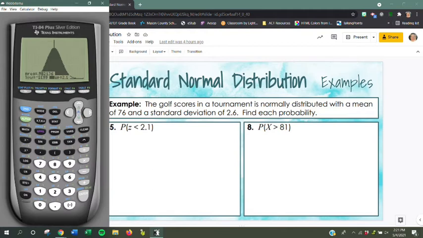Okay, so the area is what we're going to use. The area for this one is 0.982136. So we're going to convert that to a percent, and we're just going to call it 98.21%. That is the probability of a z-score less than 2.1.